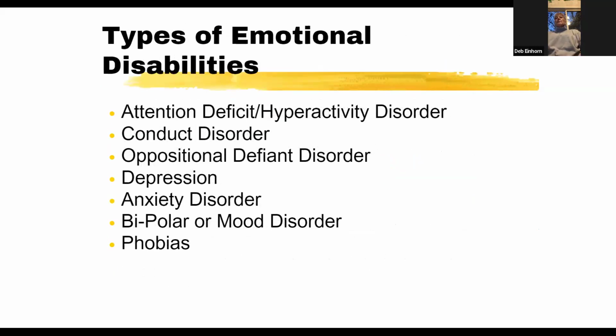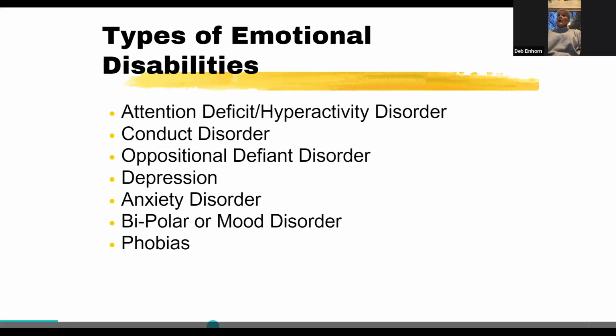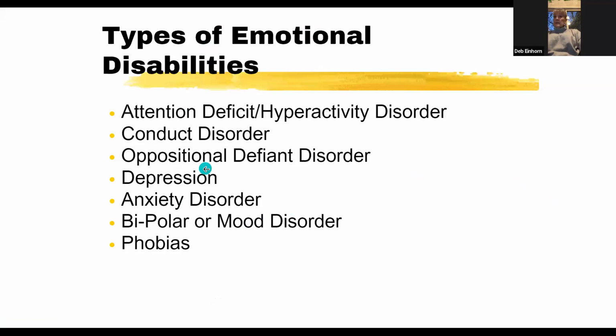So the different types of emotional disabilities could include attention deficit hyperactivity disorder, conduct disorder, oppositional defiant disorder, depression, anxiety disorder, bipolar, or what's more often known now as mood disorder, and then phobias. Now, all of those things are medical diagnoses. So, a child with emotional disabilities is not going to be identified through a school evaluation. These are medical diagnoses, not diagnoses that schools can make.